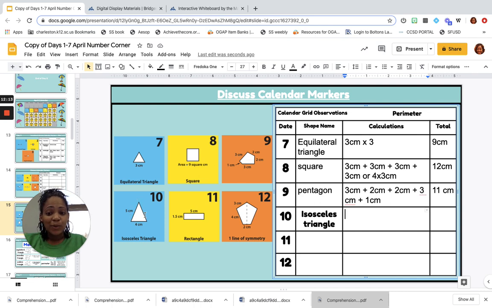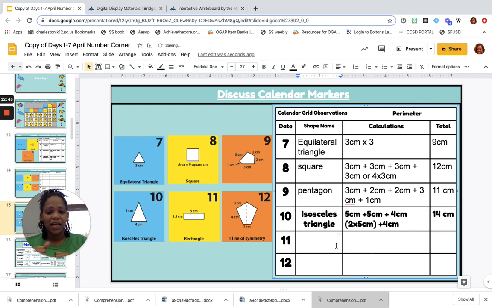This side is equivalent or equal to this side. So that means I have 5 centimeters plus 5 centimeters plus 4 centimeters, which is 14 centimeters. I could do 5 times 2 plus 4 if I want to be really fancy, but I'd have to put that in parentheses. Or maybe I should say 2 times 5 centimeters plus 4 centimeters if I want to be fancy.